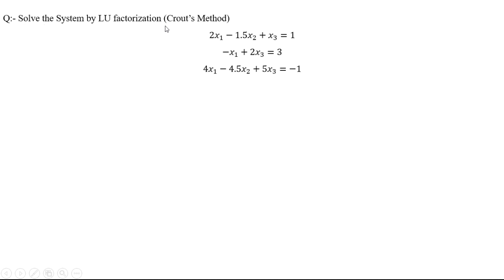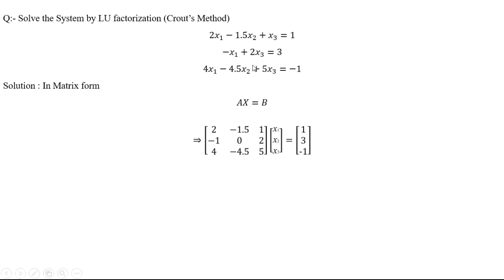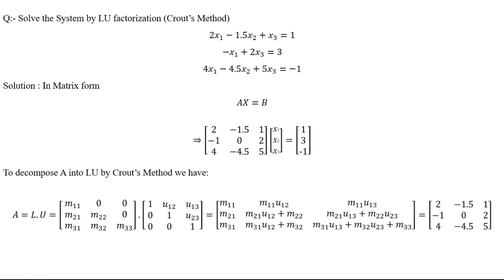Let us see how to solve this system by Crout's method, in the same way as we have discussed Doolittle's method. First we need to find the matrix form of this system. We can convert it to the matrix form, where this matrix is called the coefficient matrix, this matrix is called the variable matrix, and this matrix is called the matrix B, the resultant matrix.